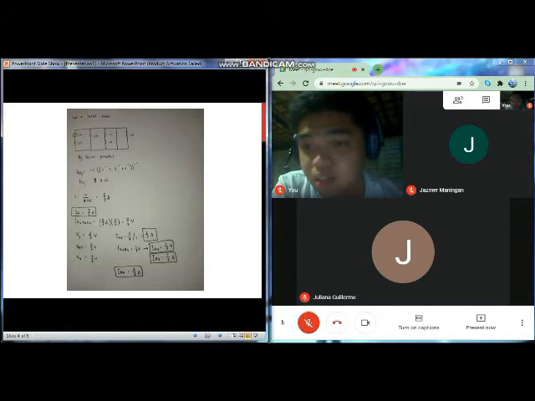Ngayon, punta tayo sa volt number 6, or V6, 2 over 7 volts. Ganun din, same din sila. Magiging IR6 equal to 2 over 7 amperes.